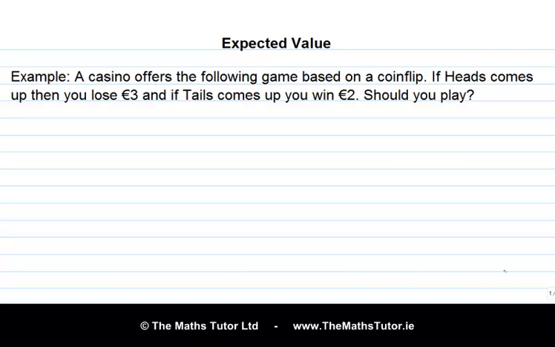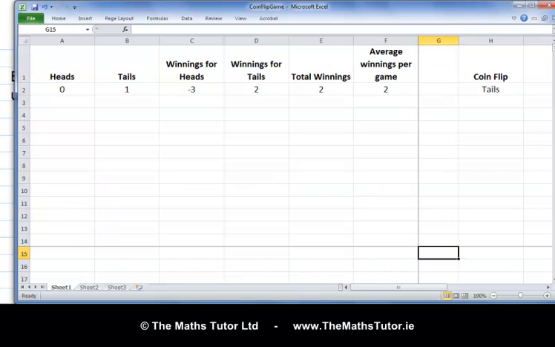Before we get down to the theoretical explanation of what's happening here, let's use Excel to simulate what might happen if we play this game. So here's an Excel sheet that we've set up to simulate this game, and we have various columns here. Over here in column H, we have the coin flip. We're going to use Excel to generate results of coin flips here. And over here in columns A and B, we count the number of heads and tails that we've got. And here we have the winnings for heads, and then the winnings for tails go in here, €2 winnings for tails. And this column counts up our total winnings here. We'll get to this one in a minute, the average winnings.